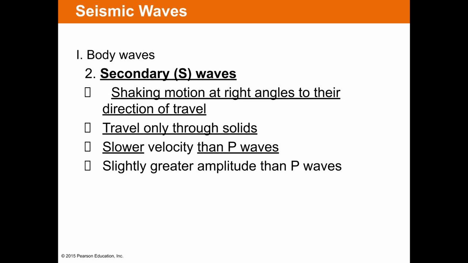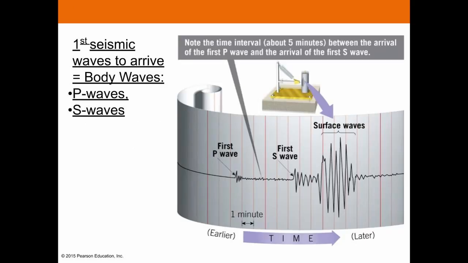However, noteworthy here, S waves have a greater amplitude than P waves, and this is again something that we saw on that previous seismograph. Notice here that the first wave to arrive is the P wave. After an amount of time, an S wave arrives, and the S wave is larger.